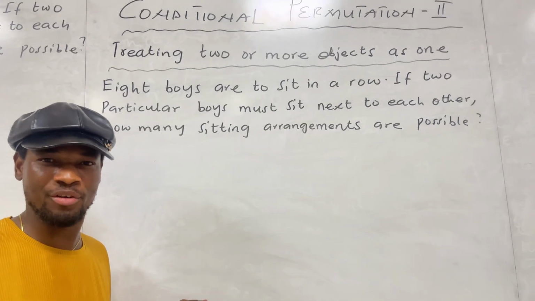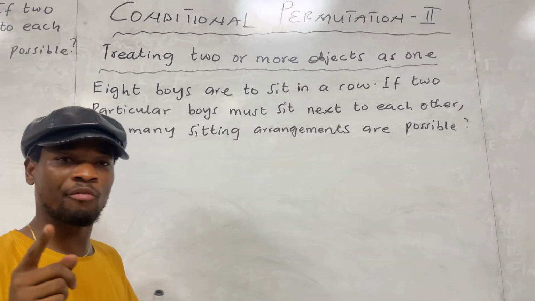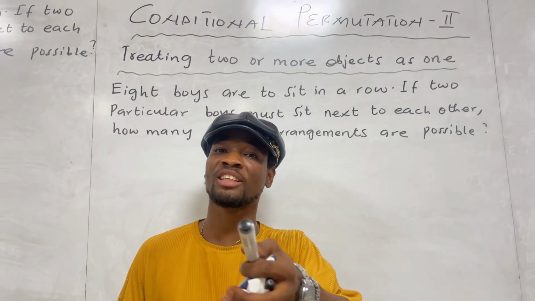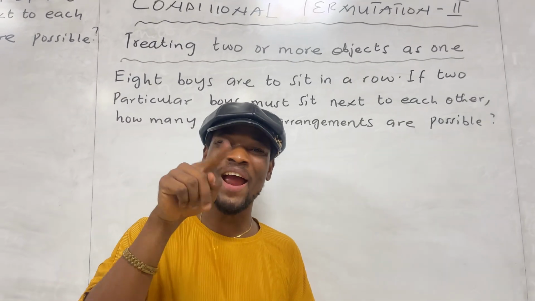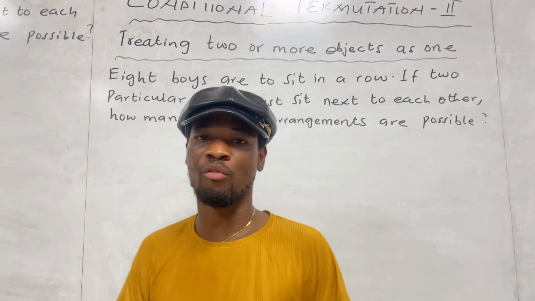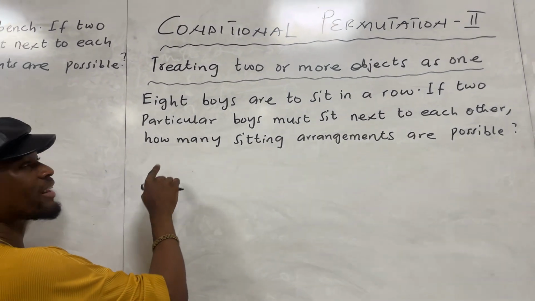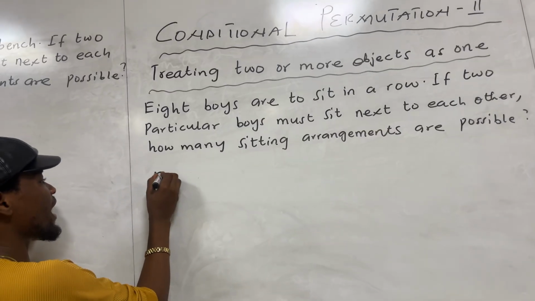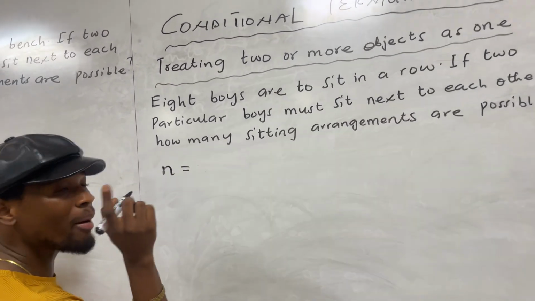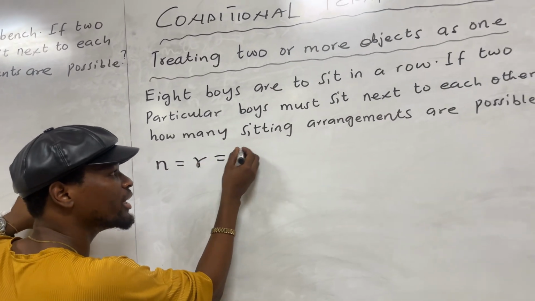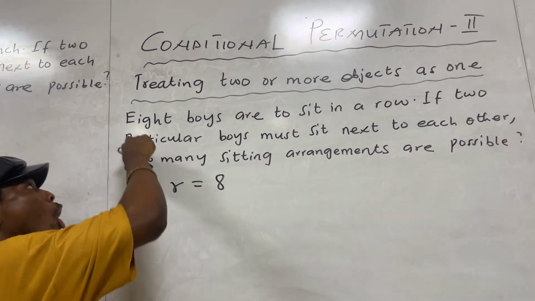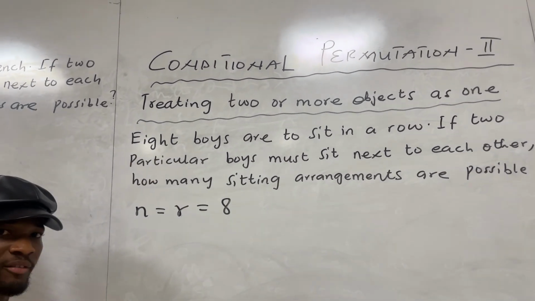This is very trivial. So far as permutation and combination is concerned, look out for your n, which denotes the total number of items. So here, what's the total number of items? It's 8, so n is equal to r, which is equal to 8. r, because we are taking all 8 boys at a time.